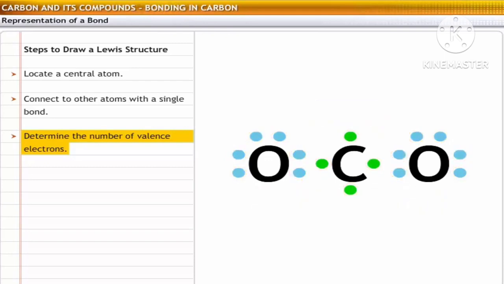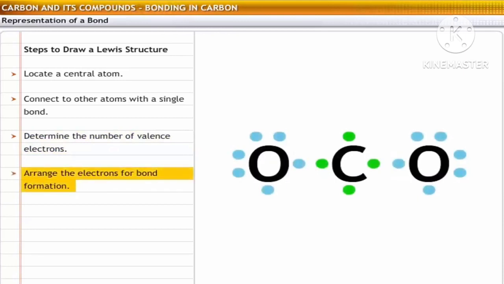Now the octet rule states that atoms with 8 electrons in their valence shell are stable. Hence, we need to check if the octet is satisfied for each atom or not. The next step is to arrange the electrons so that each atom contributes 1 electron to a single bond. Now, in the present example, when such an arrangement is done, we can see that there are 6 electrons around carbon and 7 around each oxygen atom. This means that the octet is not complete.